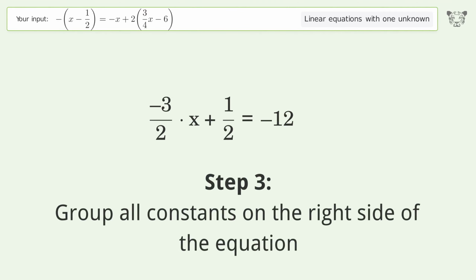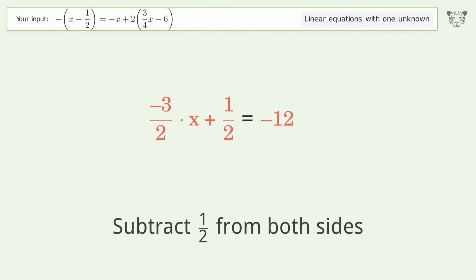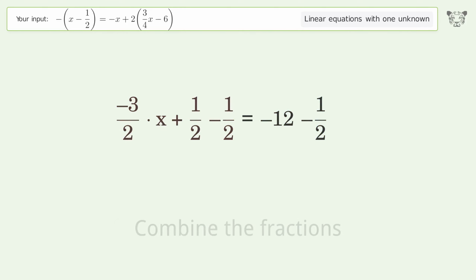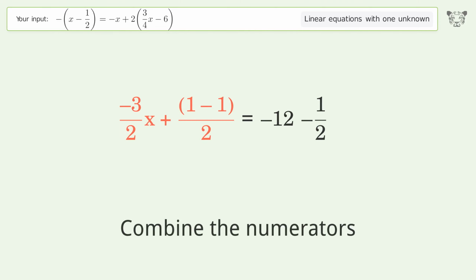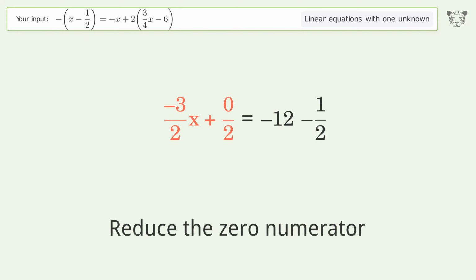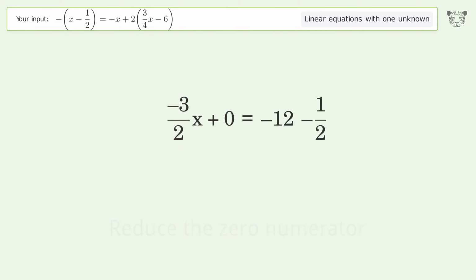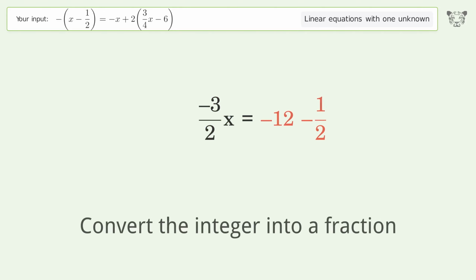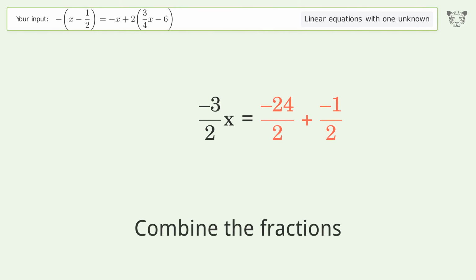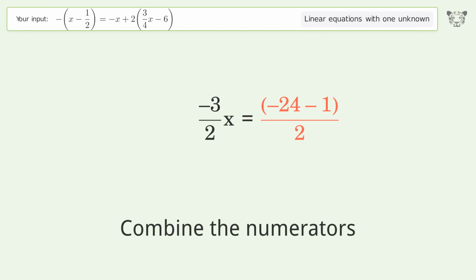Group all constants on the right side of the equation. Subtract 1/2 from both sides. Combine the fractions. Combine the numerators. Reduce the zero numerator. Simplify the arithmetic. Convert the integer into a fraction. Combine the fractions. Combine the numerators.